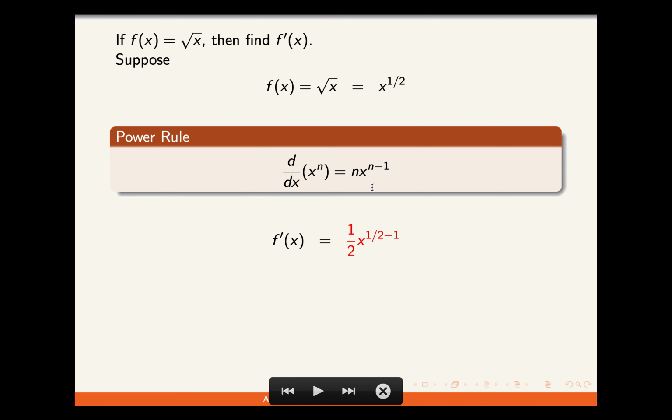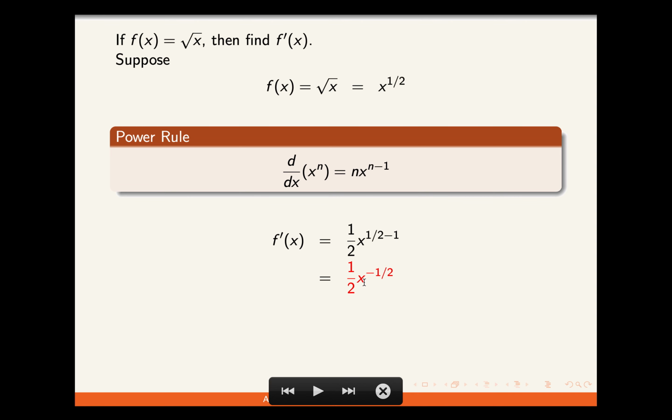So we can just apply the power rule after we change the radical into the exponent, and this is the derivative. If you want to rewrite it into an alternative form, we can simplify the power. So this will be 1/2 times x to the power 1/2 minus 1, which is negative 1/2, right? And that's another alternative form of the derivative of the square root of x.